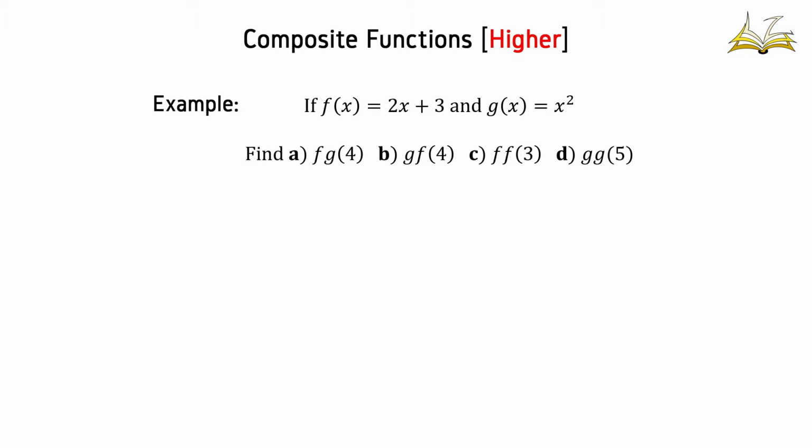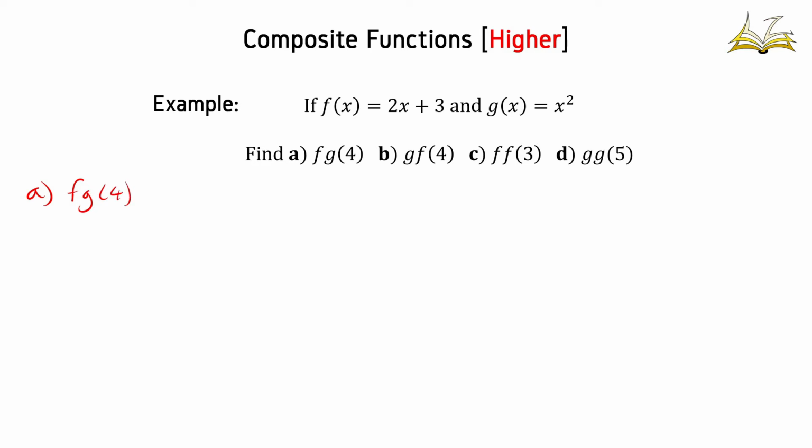So here we are. If f(x) is equal to 2x plus 3 and g(x) is equal to x squared, we need to find all these beautiful composite functions below. Now, it looks like a mess, but I'm going to try and make this mess make sense. So first one, A, we want to find fg(4). Right, so we want to find fg of 4.